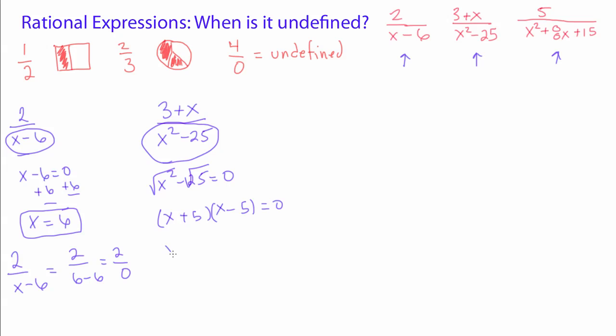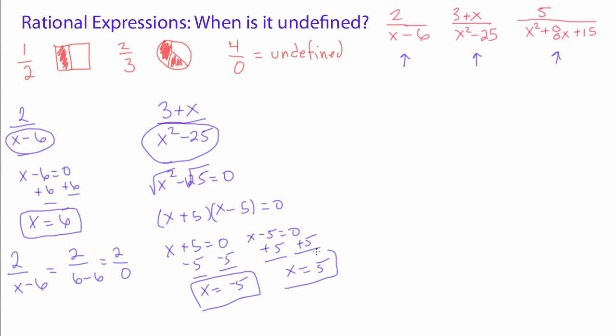And you take each binomial, set it to 0, and you can do that because of the zero product rule. Solve for x here, negative 5. Here you're going to add 5. x equals 5. So here you have 2 answers. And if you plug in each answer into the rational expression, it's going to make the expression undefined.